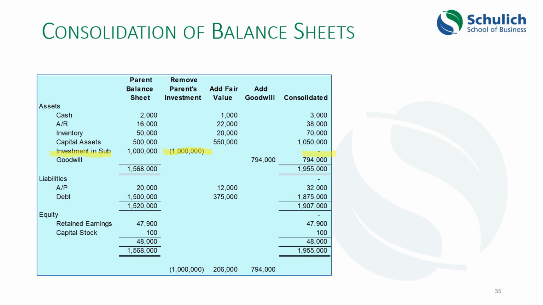And that gives us a difference then between the net fair value of all the assets right here and the $1 million investment. We need, in this case, a $794,000 figure to balance. So this is where the Goodwill line will then appear on the consolidated financial statements.